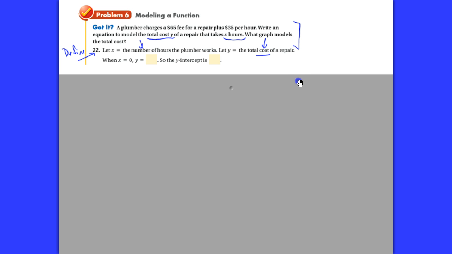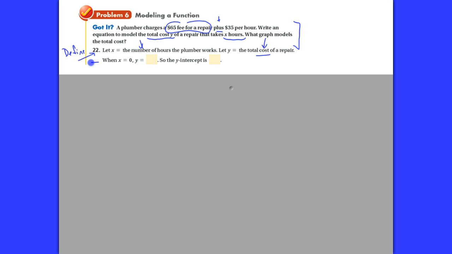So a plumber shows up to do some work and they get paid for it. Now here's what we know. There is a $65 fee for the repair. Plus, you pay them $35 an hour. So basically that means that you pay them $65 for them to show up to your house. And then they start charging you $35 an hour on top of that. So the $65 fee, that's a one-time fee that you pay.